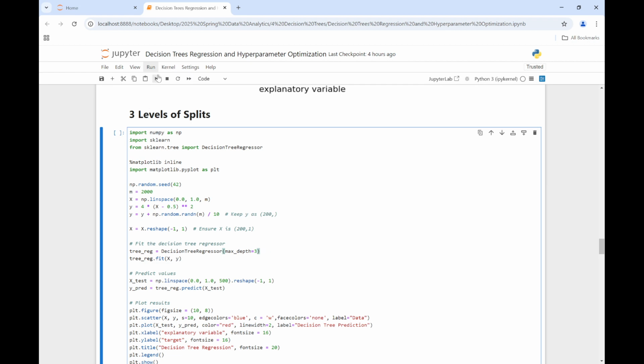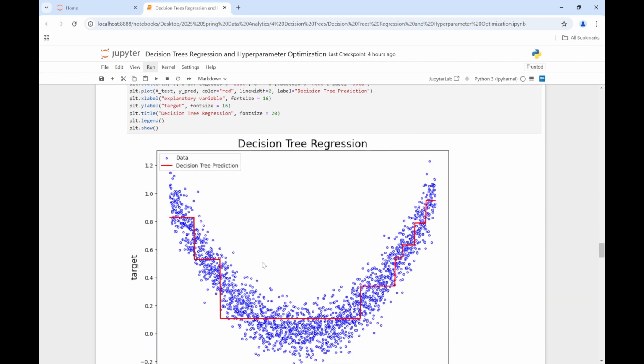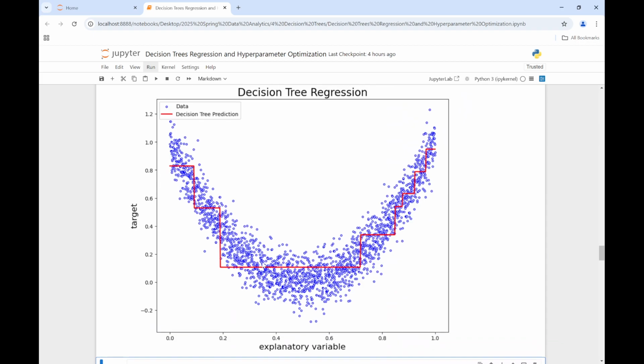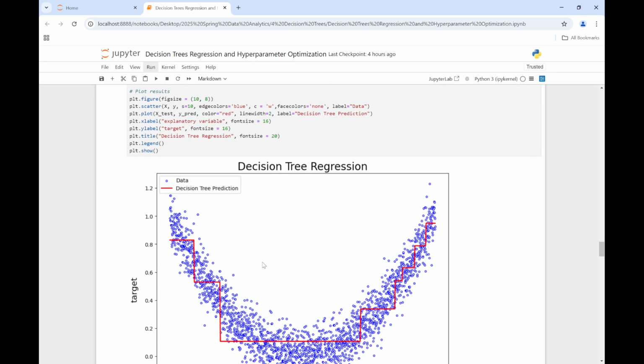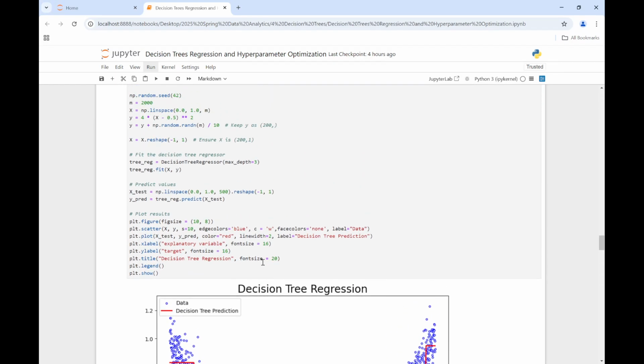So with three levels of splits, we can see that our model fits the data with greater fidelity. So again, continuing with that argument, if three levels of splits is good, then maybe 10 levels are even better. So let me go back and change this parameter, which is called the maximum depth or the number of levels of splits, to be 10.